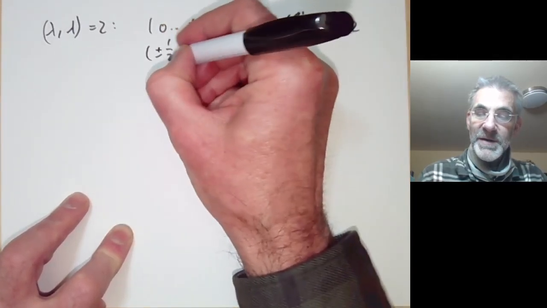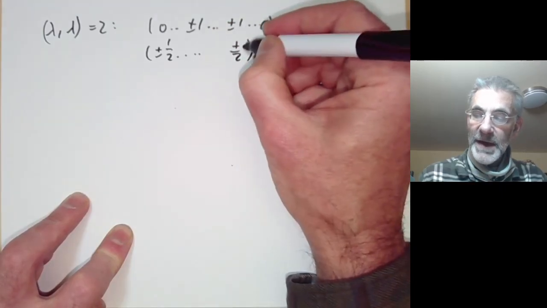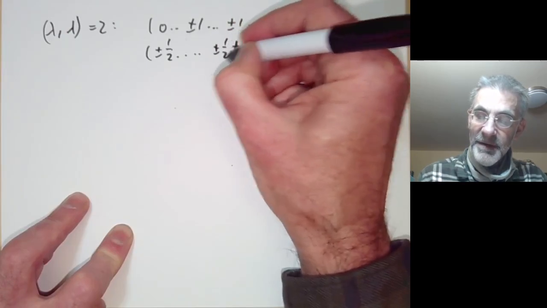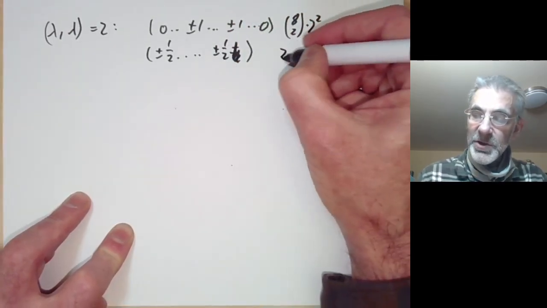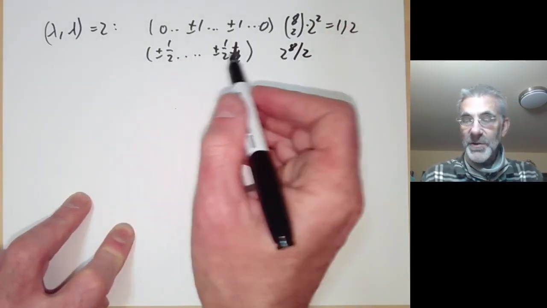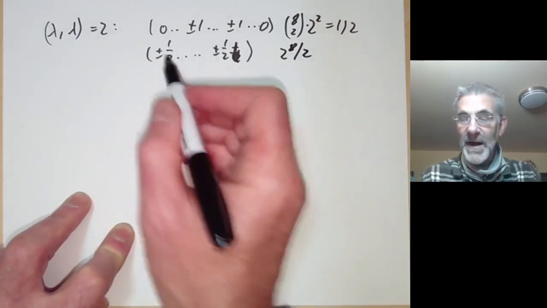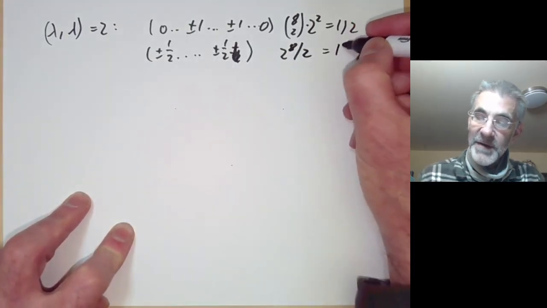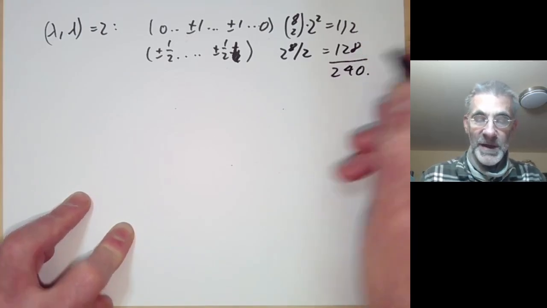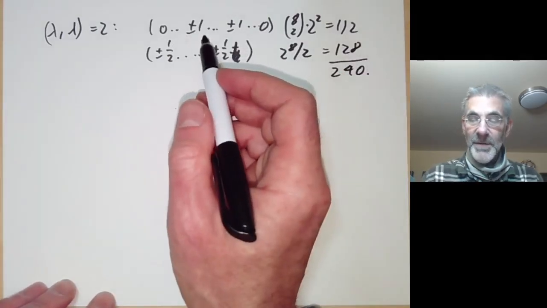Next we can have plus or minus a half in every coordinate entry. And the number of these is 2 to the 8 divided by 2. So we've got 2 to the 8 choices of signs, but then we've got to divide by 2 because the sum of all the entries has to be even. So this gives us 128. And if we add these up, we get 240. So we do indeed get 240 norm 2 vectors.